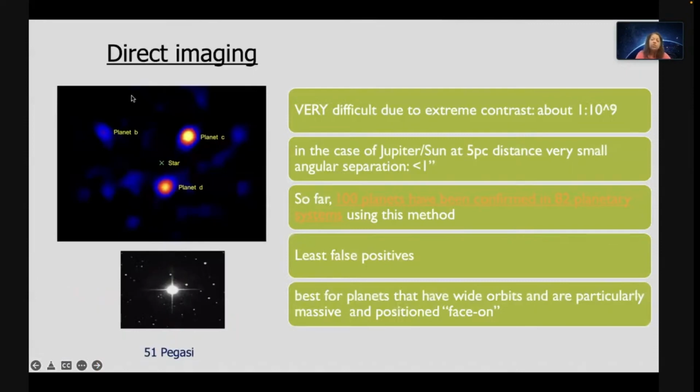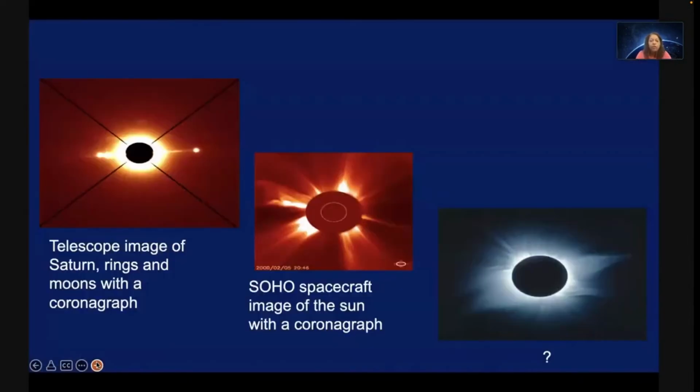The other technique which is used is the direct imaging technique, but it's obviously very difficult because the star is going to be much, much brighter than the planet, and therefore, because of the contrast, which could be even a factor of 10 to the power 9, a billion times, it would be very difficult to actually detect it. For example, for Jupiter and the Sun at 5 parsecs, the angular separation is less than 1 arc second. It's very difficult to actually detect it. So what is the way of doing it?